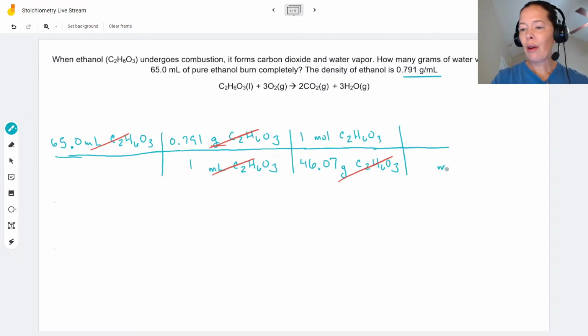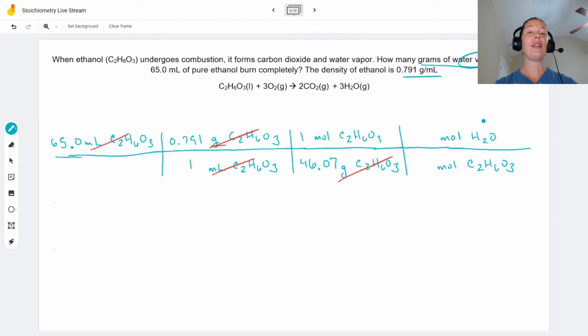So I know that I want my moles of ethanol to cancel. And let's double check. The problem asked me for grams of water vapor. So I'm going to want to go to moles of water. And now I just need my stoichiometric coefficients. So again, we assume there's a 1 in front of the ethanol here. And for the water, there's a 3 there. So that is my mole ratio. Again, let's cancel. So now I don't have moles of ethanol anymore. I have moles of water.